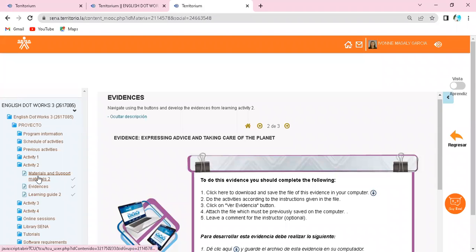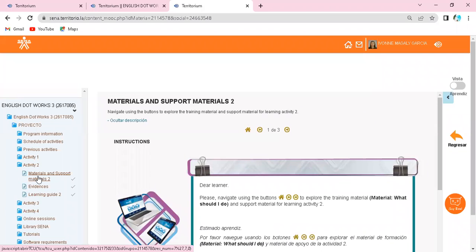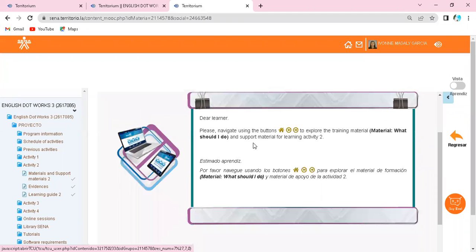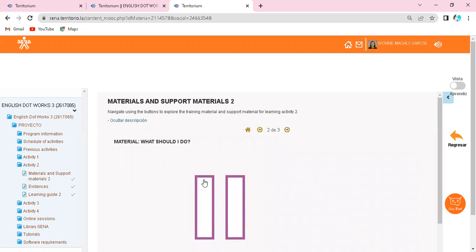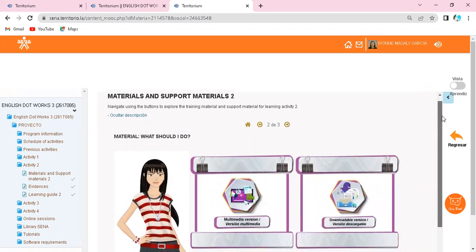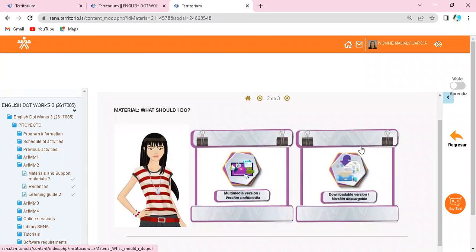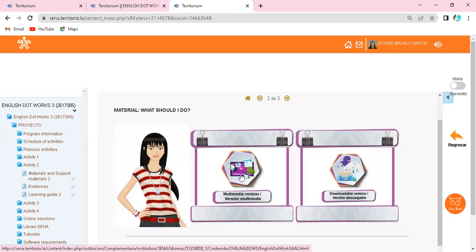And let's see the materials. We are in activity 2. Here in material, we are going to study what should I do. That's the name of the material, the main material. Remember that here you find two types. You have the PDF version. That is the version you can download and save in your computer. And you have the multimedia version.